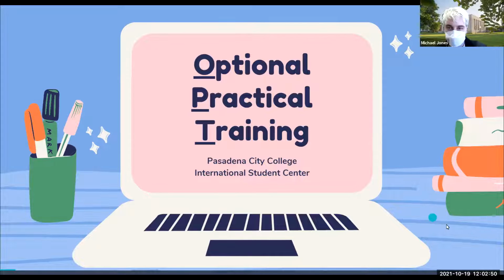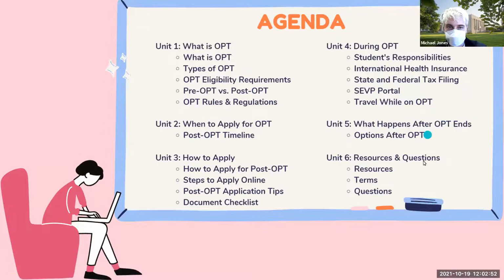Okay, let's get going. A little overview of what we'll be doing in the presentation: we have 6 units. In the first part, we're going to give you an overview of OPT and how you can be eligible for OPT. In Unit 2, we'll talk about when you can apply for OPT. In Unit 3, we'll talk a little bit more about the details of how to apply. In Unit 4, we'll talk about what you need to do during OPT. Then in Unit 5, we'll talk about what happens after OPT. And then in Unit 6, we'll wrap it up with some resources and questions.